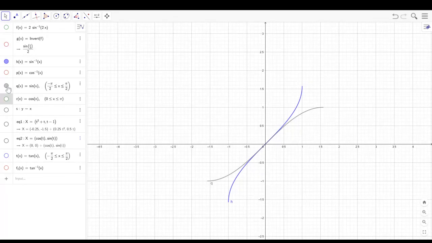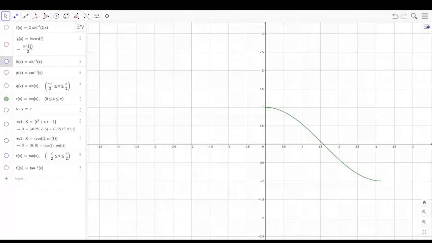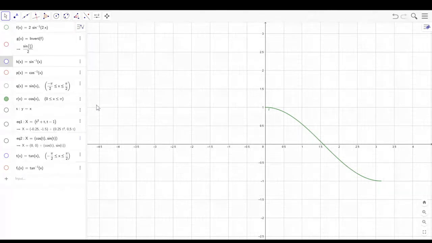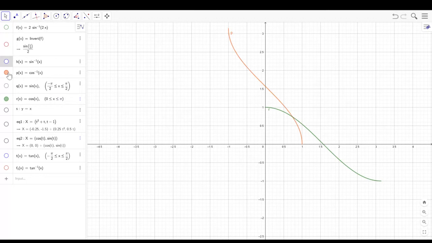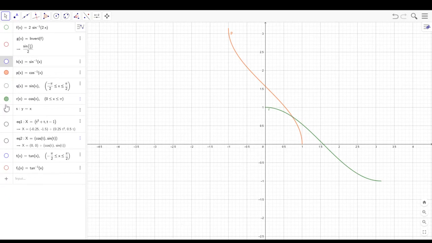Okay? And similarly, for the cosine function, let's get rid of that. So you can see here between, say, 0 and pi, you can see that that function, or the graph, definitely passes the horizontal line test. And so I can put in the inverse function by reflecting it in the line y equals x. So that's it.